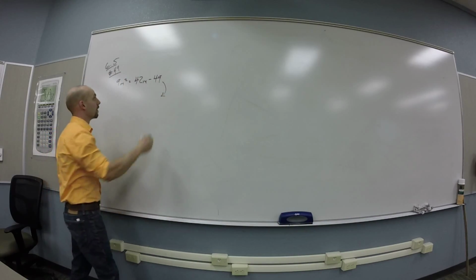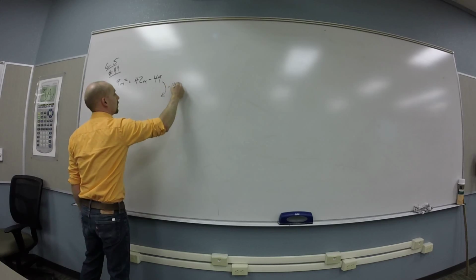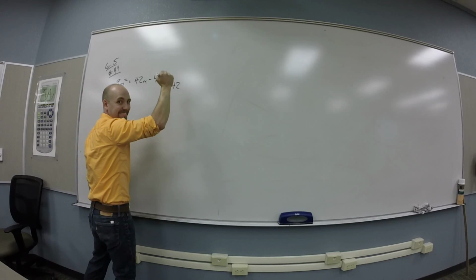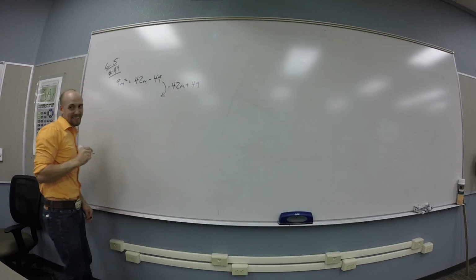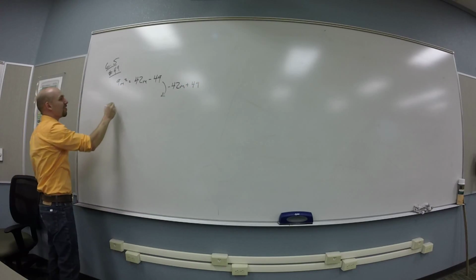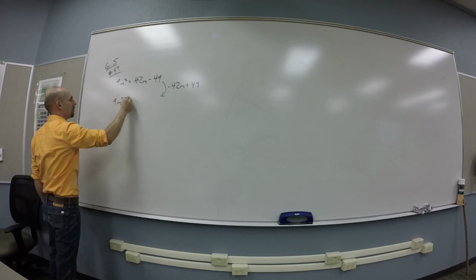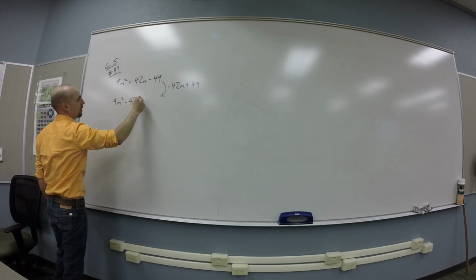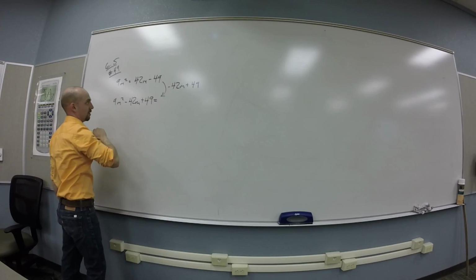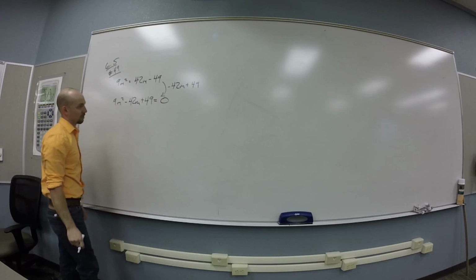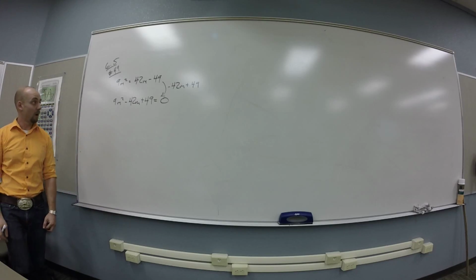Subtract 42m and then add 49. Let's do that. That's what I thought, right? Okay, so we've got 9m squared minus 42m plus 49 equals 0. Okay, now what?